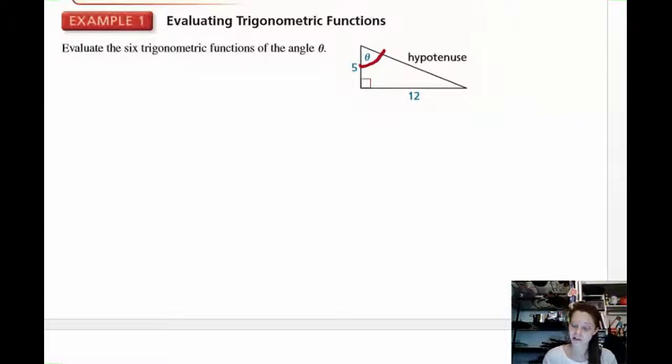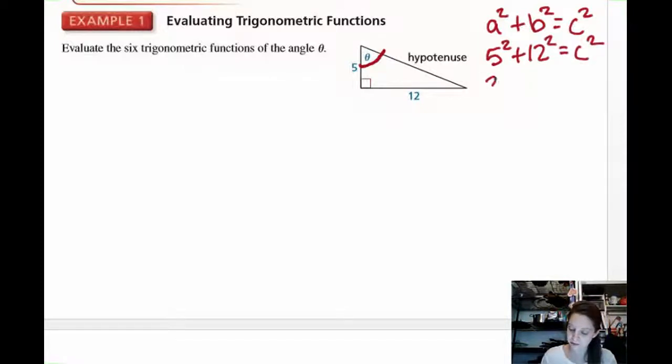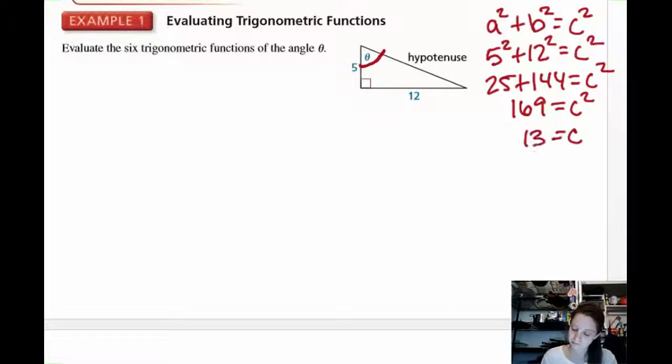This is a right triangle, so we can use the Pythagorean theorem. A squared plus B squared equals C squared. We're missing the hypotenuse, which is C, so we have 5 squared plus 12 squared equals C squared. That's 25 plus 144 equals C squared. 169 equals C squared. C is 13. So the hypotenuse here is 13. This is a 5, 12, 13 right triangle. It's maybe one you're familiar with.